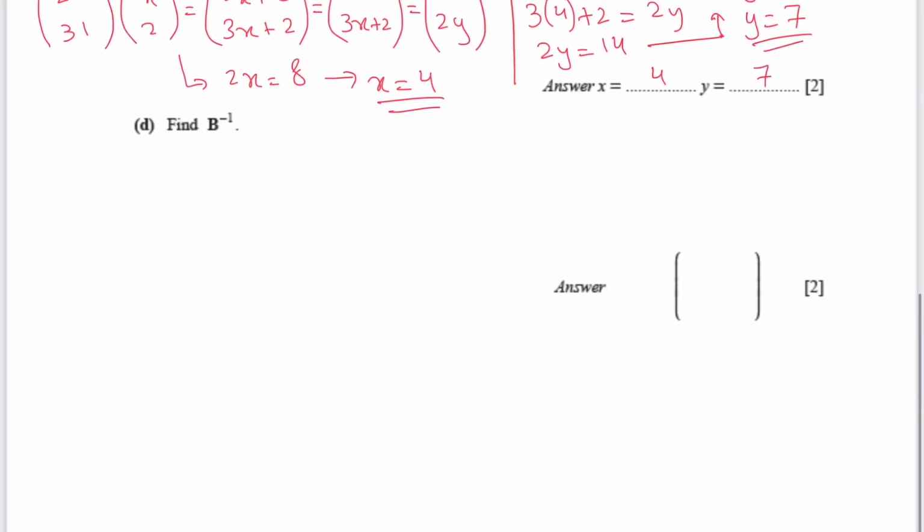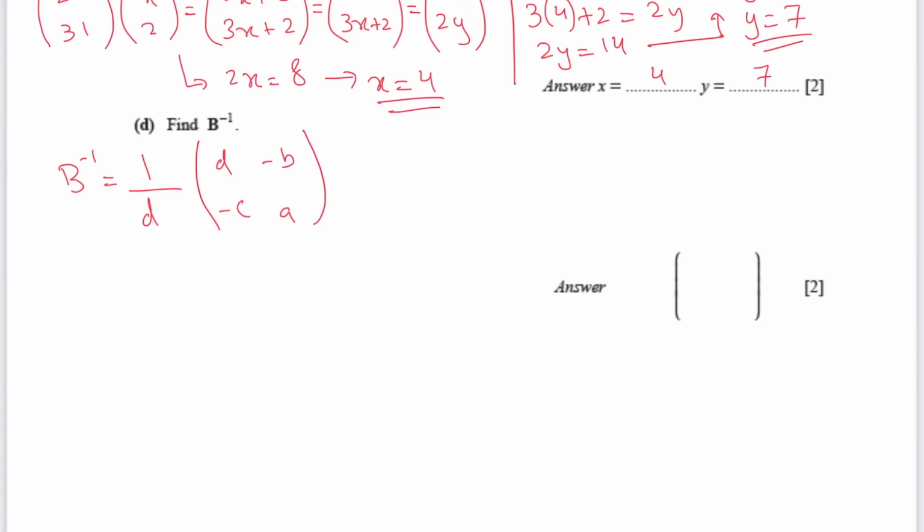The next part says find the inverse of B. So if we find the inverse of B, it is going to be in this form. 1 over the determinant. The values of a and d would switch. So d comes here and a goes over there. And the value of b becomes negative, and the value c becomes negative. So this is how it should look.